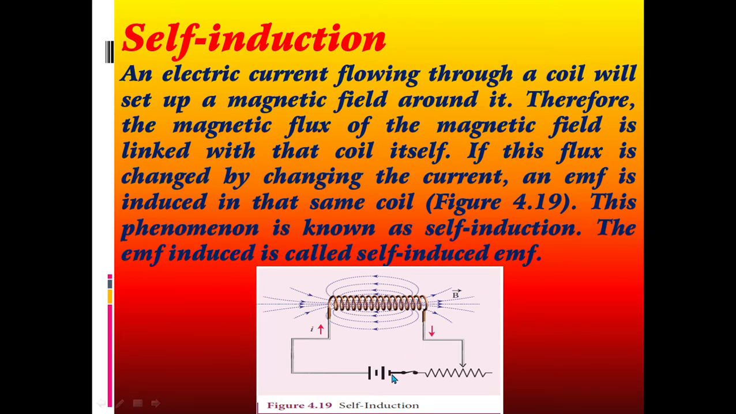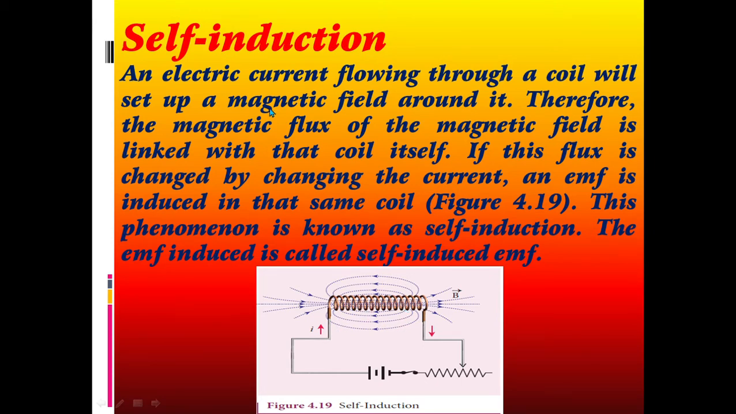When we apply the electric current to this coil, the current produces a magnetic field. This magnetic flux is linked with the same coil itself, and an EMF is produced in the same coil. This EMF opposes the flow or growth of electric current. So it is called self-induction.